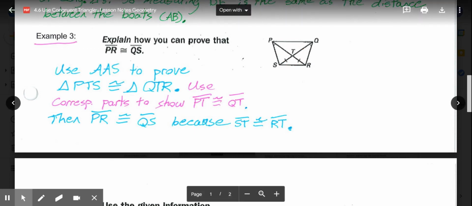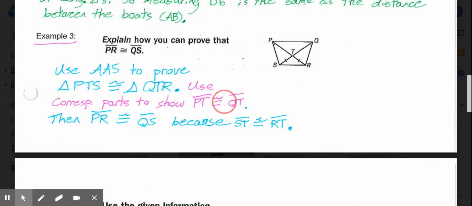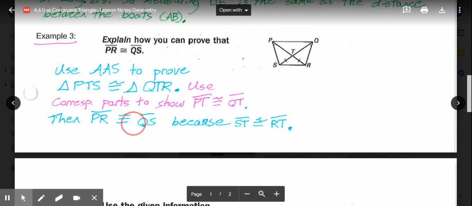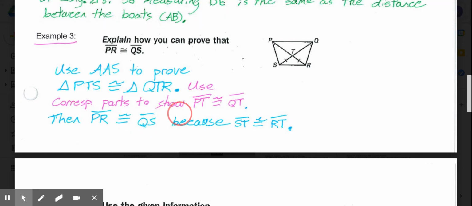So once we've used angle side to prove the two triangles are congruent, then we use corresponding parts to show that PT is congruent to QT, which also means PR is congruent to QS because ST is congruent to RT. So if we took away those parts that are equal, we'd be left with PR congruent to QS.